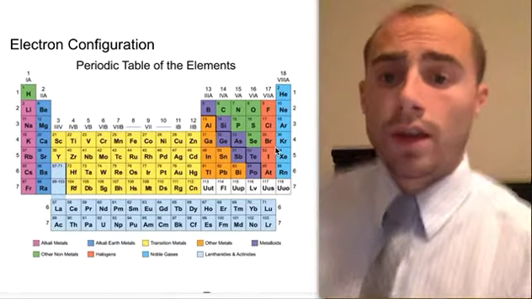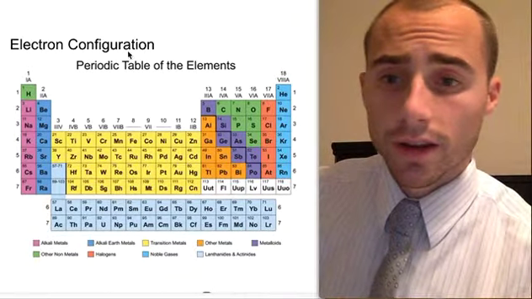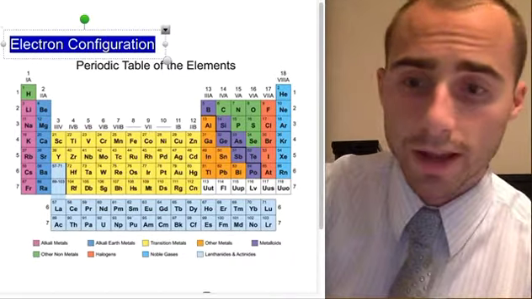Starting off, we are moving on today to a new unit, and our first focus of this unit is electron configuration, as it says right here. Electron configuration, let's bold that. That's the title of your notes today.